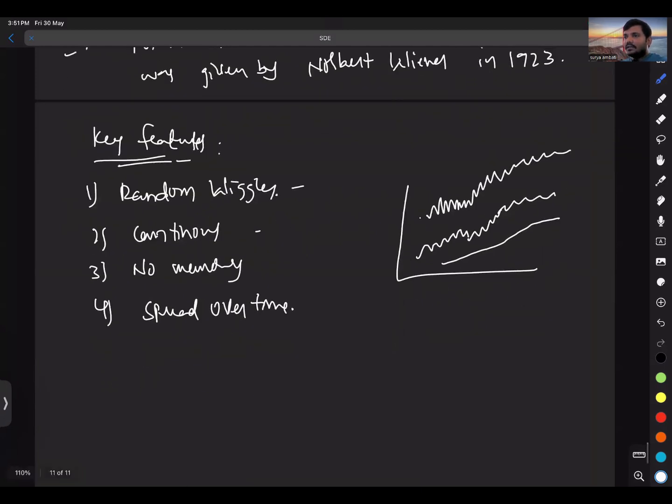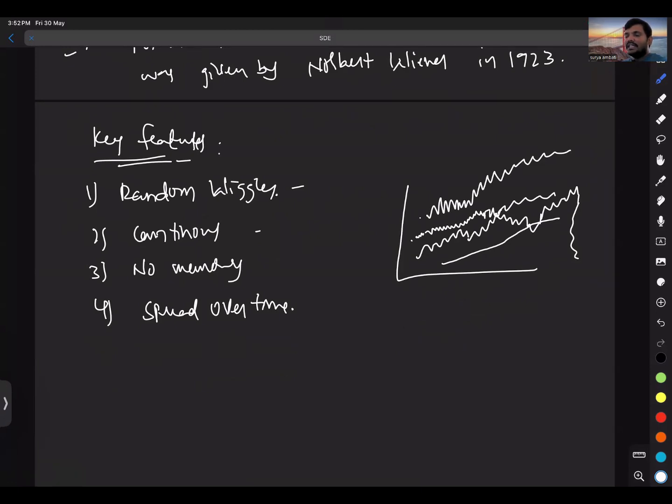And the third one is no memory, which means each step, I mean the first step, is independent of the next step or the previous step. It won't remember the last step. It may go down or it may go up. Anything can happen. That is another feature. And finally, spread over time. The farther we go in time, the more spread out the path can be.